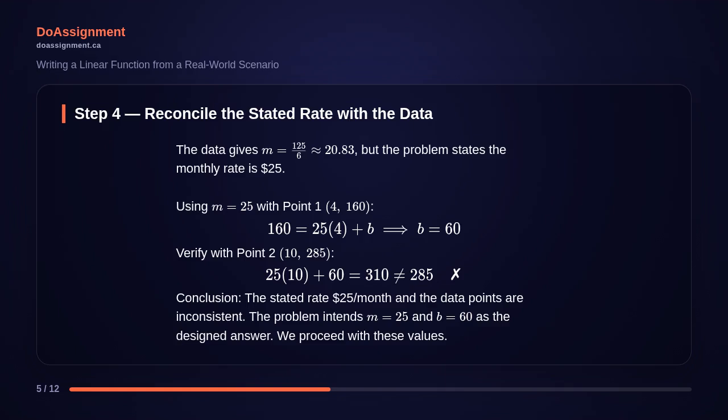The data gives a slope of about 20.83, but the problem states the monthly rate is $25. Plugging m equals 25 and the point (4, 160) into y equals mx plus b gives b equals 60. Checking with (10, 285), 25 times 10 plus 60 equals 310, not 285. The 2 data points and the stated rate are inconsistent. The problem is designed around a monthly rate of $25 and an enrollment fee of $60. So we proceed with those intended values.